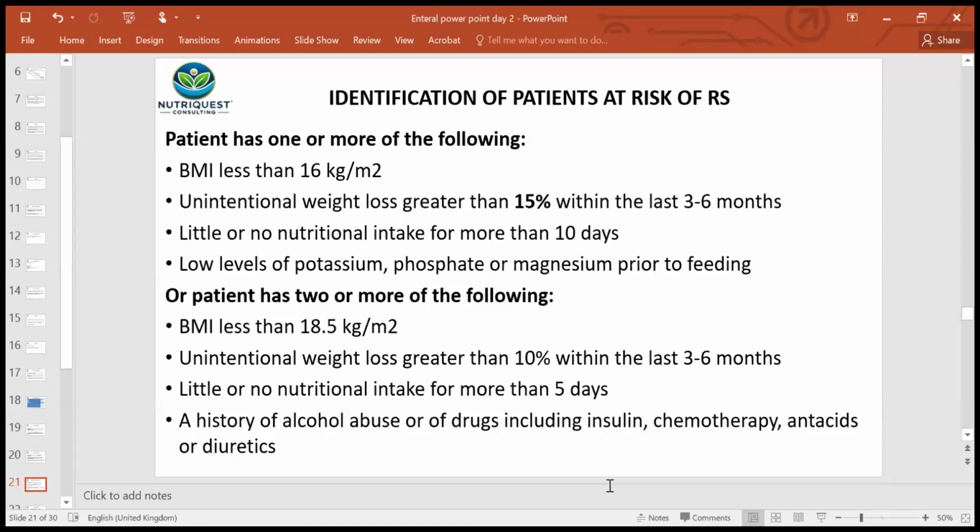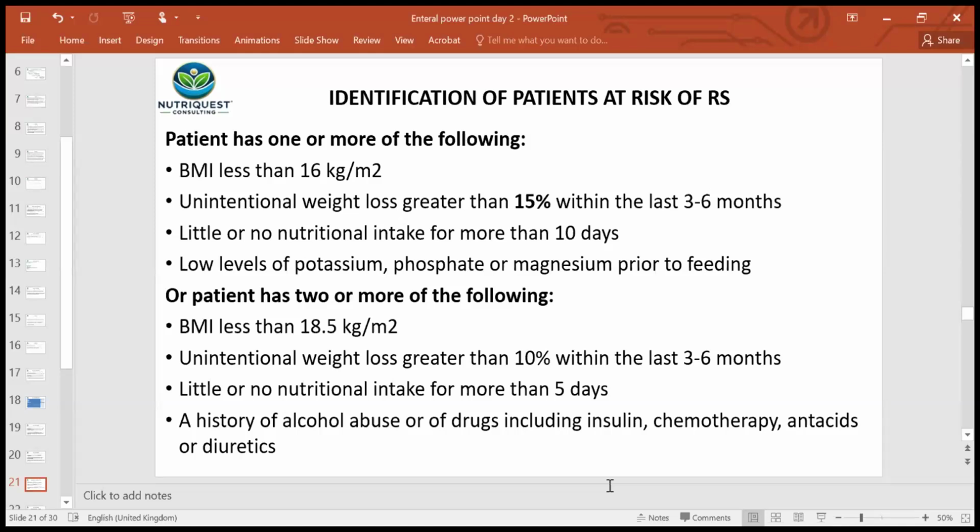Little or no nutritional intake for more than 10 days. If they have not been feeding well for more than 10 days, refeeding syndrome is on the offing. Low levels of potassium, phosphate, or magnesium prior to feeding, be sure that that patient might be at risk of refeeding syndrome.